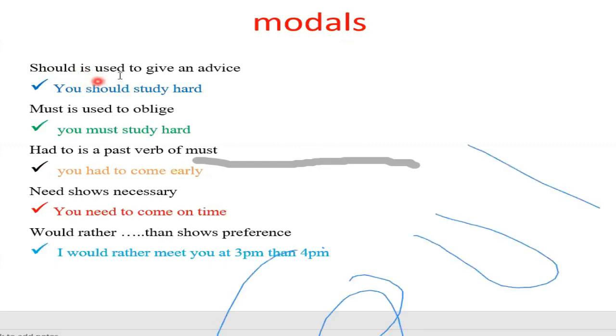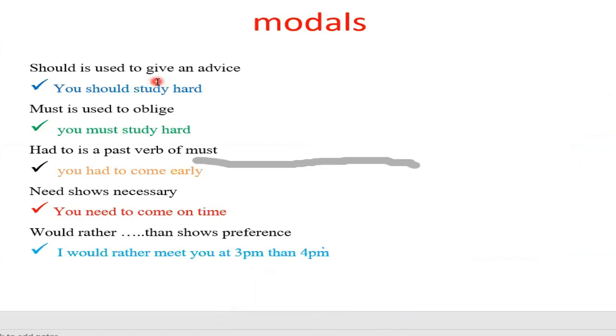Should is used to give advice, to give a suggestion, to advise people. Must and should. Must is used to oblige, to show a strong obligation. I must get there, right? It's very simple, you learned it when you were in high school. It's a matter of revising. Must is used to show obligation.